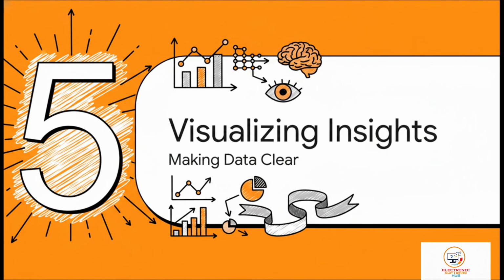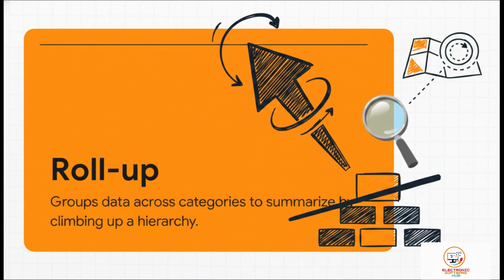Finally, Section 5, visualizing the insights, making all this data incredibly clear. To actually understand these insights, we use advanced data visualization tools, and they perform some incredible physical operations on this multidimensional data. The first operation we're looking at is called a roll-up, or a drill-up. Think of this as zooming way out on a digital map. A roll-up gives you a holistic, summarized view of your data by climbing up a hierarchy, or sometimes just reducing dimensions entirely, so you can clearly see your subtotals and totals.